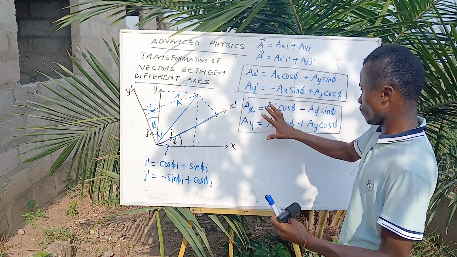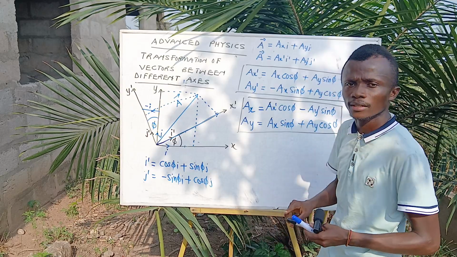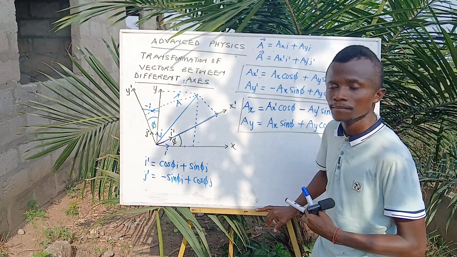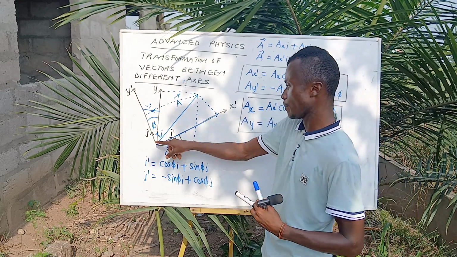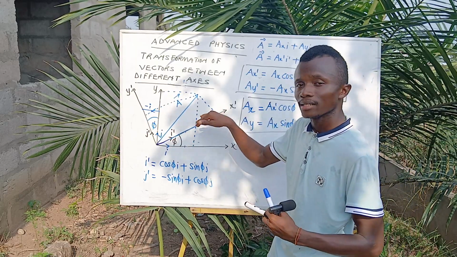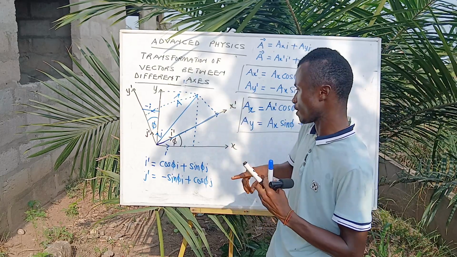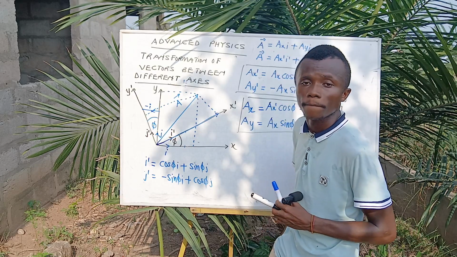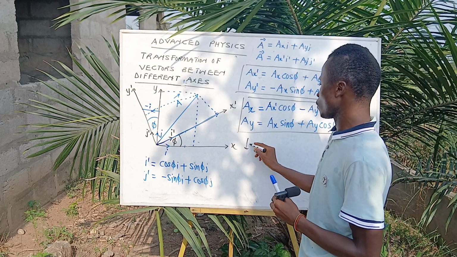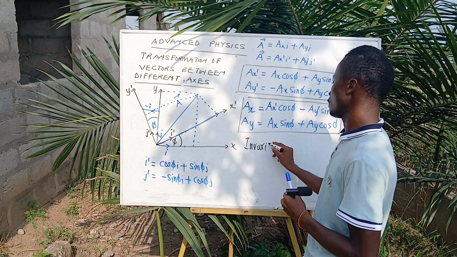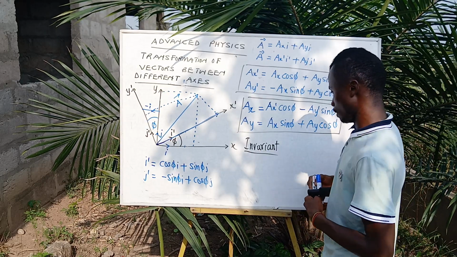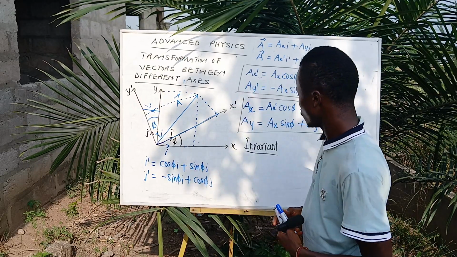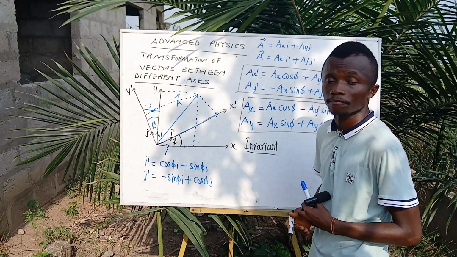But even in this sort of variant transformation, there is still an invariant, a quantity that will never change. That is, if an observer who chooses an xy plane measures that, he or she will get the same value as an observer who chooses an x prime y prime plane. So the invariant quantity is the length of that vector.